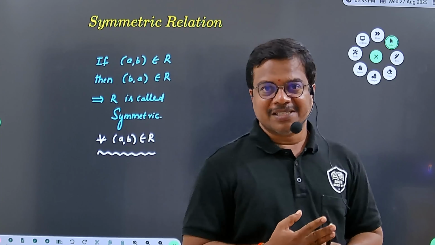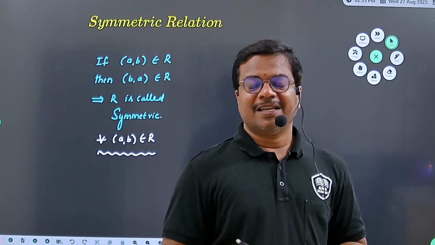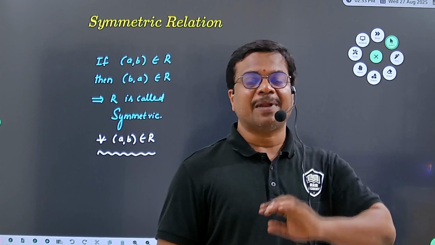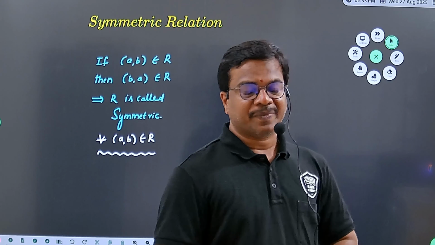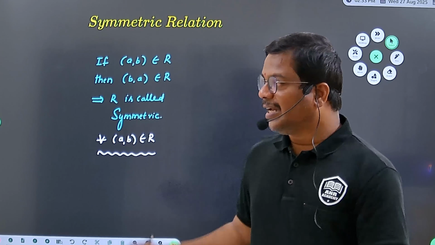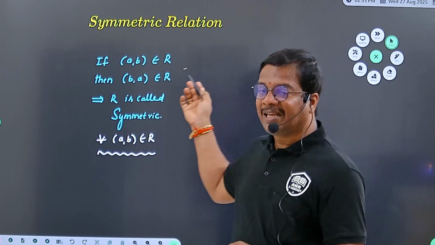Today we are going to discuss how to find the number of symmetric relations from a given set capital A to itself. Before discussing the total number of symmetric relations, let us see what a symmetric relation is.